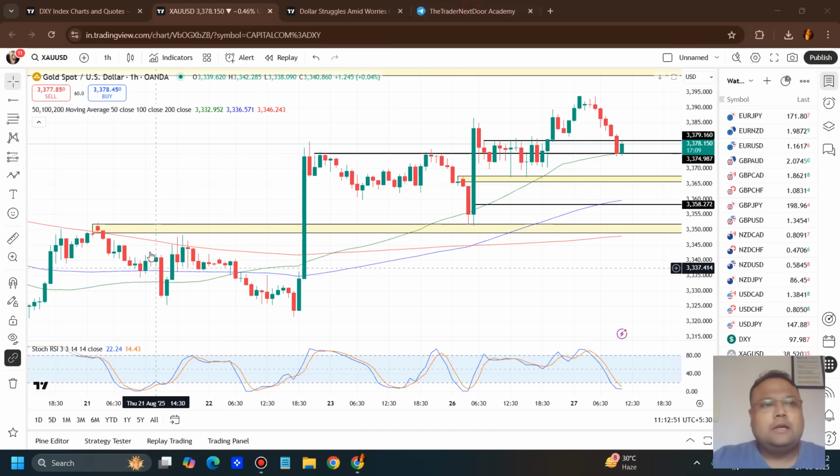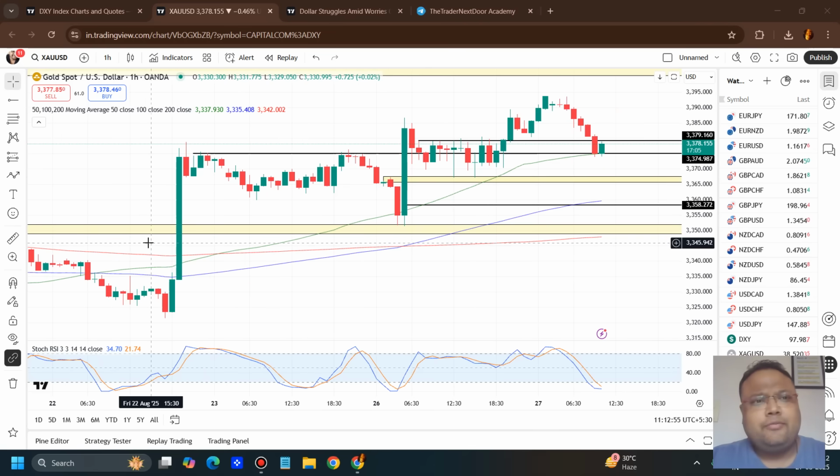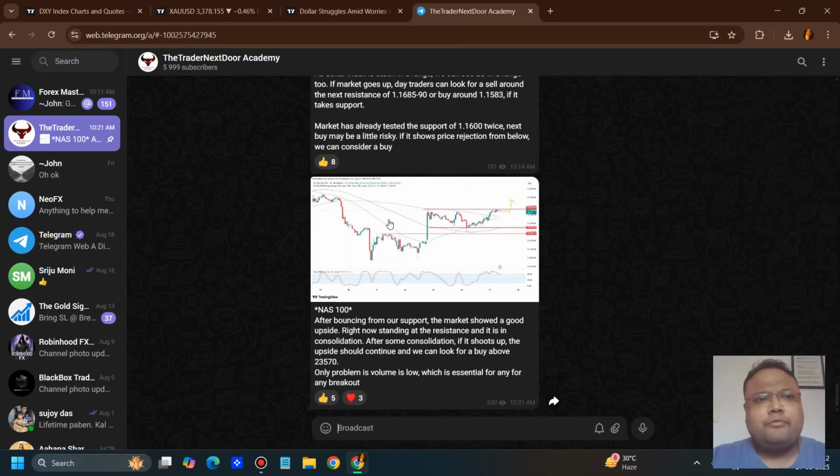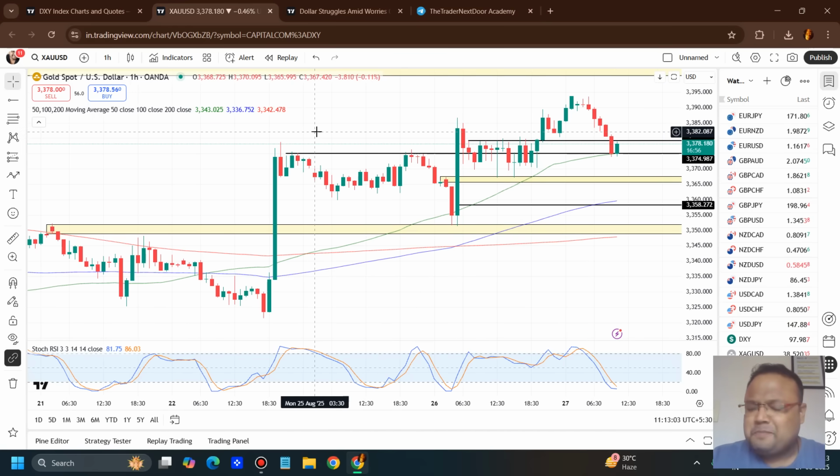So let's get started. And my dear friends, this is the hourly chart of gold in front of us. And if you are already a member of the free Telegram community, then you must already know my thoughts on gold, that we are really messed up with gold right now. But still, you can see that I have drawn many lines here on the chart. So let's unfold the trading opportunities for the day.